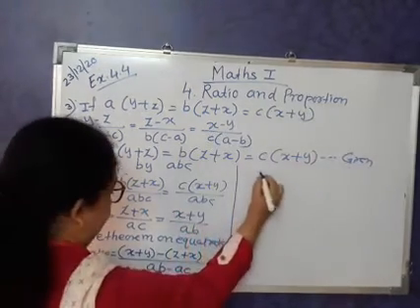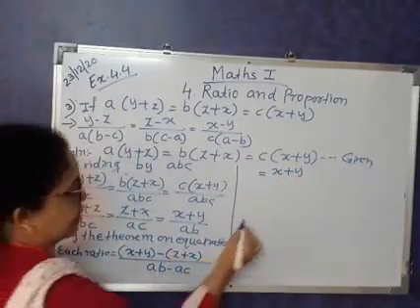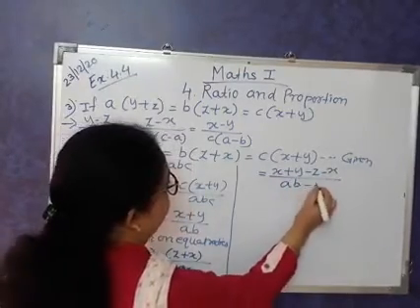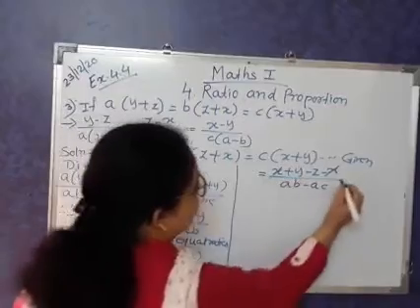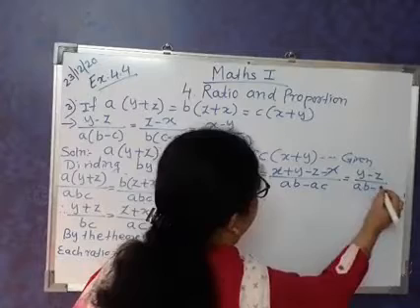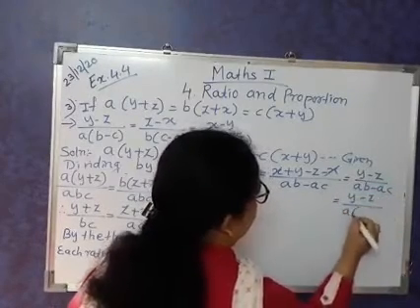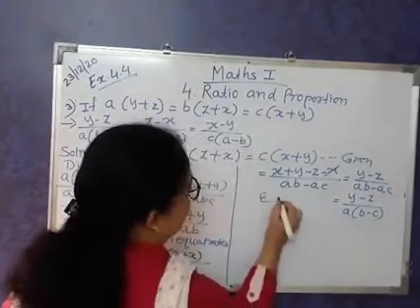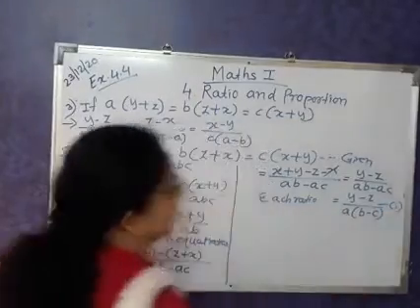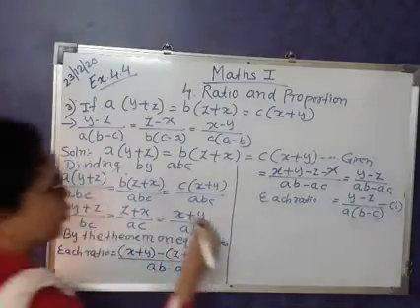So what we will get here? Open the bracket. Minus is there, so the sign for the second bracket will get changed. Minus x upon AB minus AC. X will get cancelled. So what we are getting? (y minus z) upon (AB minus AC), which is equal to (y minus z) upon A(B minus C), since A is common. So each ratio we are getting here, first one. Clear? Same way we have to find it for the second two ratios.